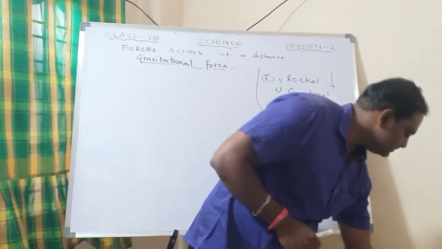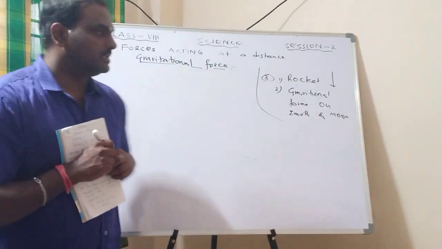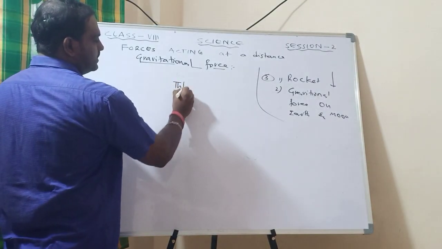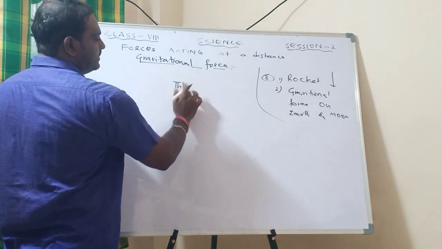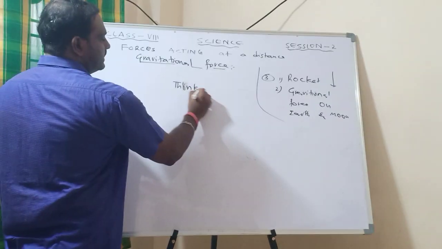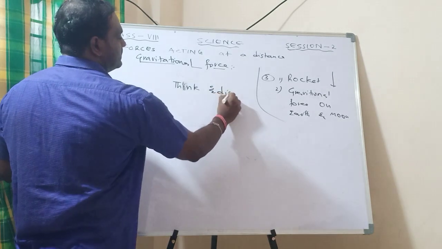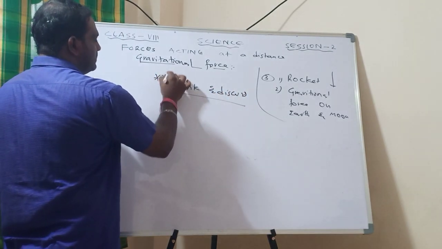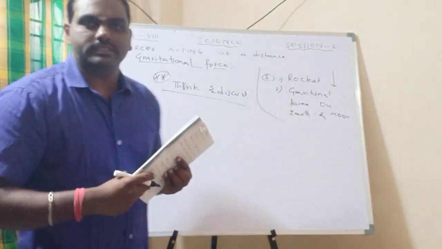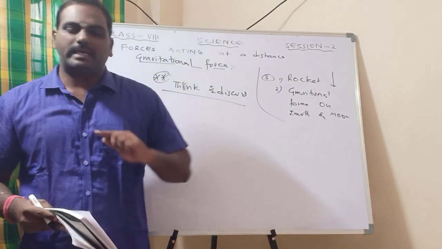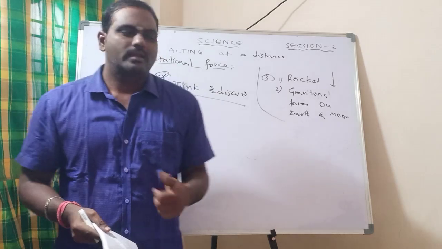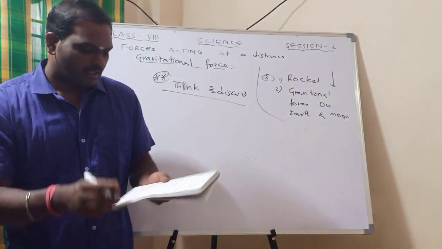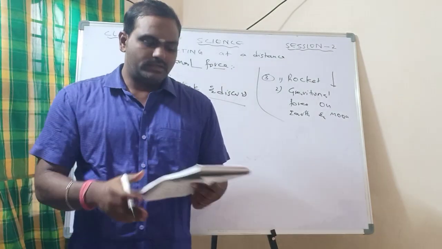Okay. Now, in mathematics, many times I told my students, the concept will be there in your textbook. Think and discuss. Compulsory, you have to focus on these questions. Do this, try this. In mathematics, do this, try this, and do. Think and discuss is very, very important. You have to focus on this, right?